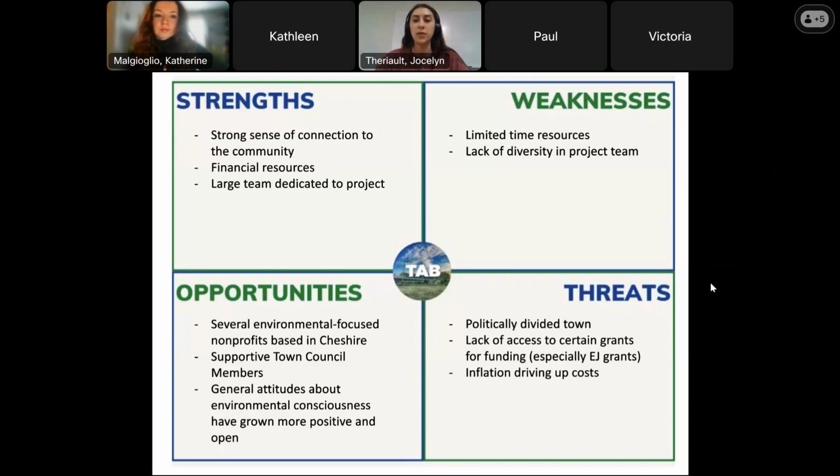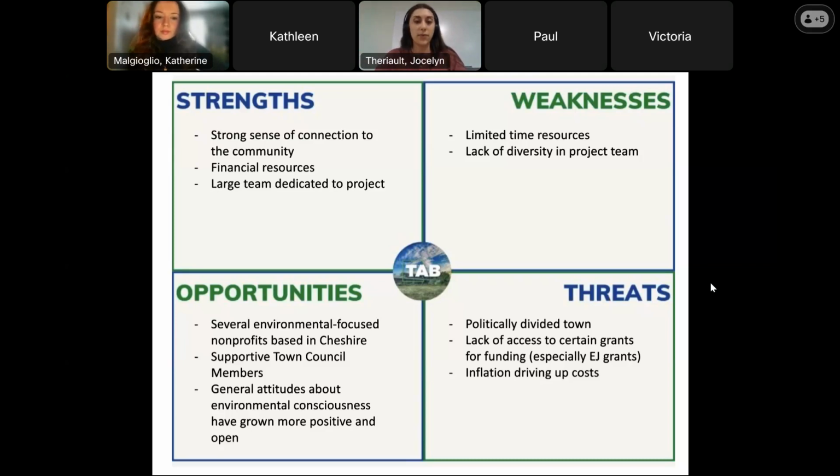Moving on to opportunities and threats, so kind of switching outside of the focus of the nonprofit team. There are many environmentally focused nonprofits that are based in Cheshire. So I think that creates a source of a lot of partnerships and a lot of support from other groups who are doing similar work for this brownfields redevelopment project. And I think that really helps to increase the potential for this project's success within the town.